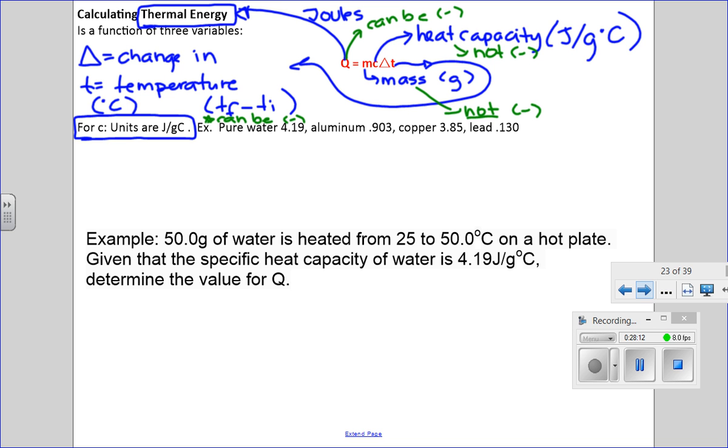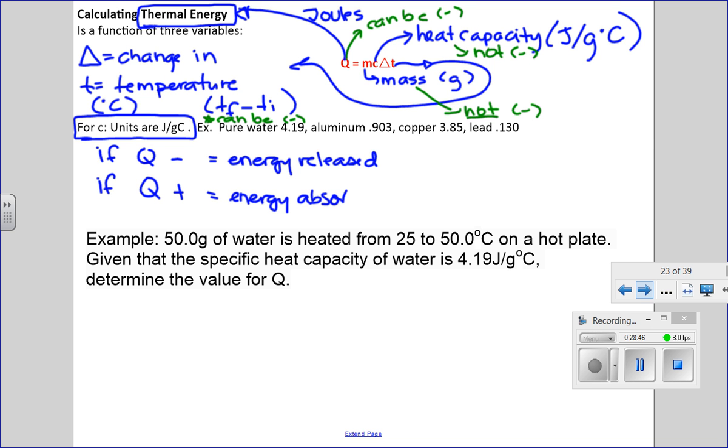Now, just so that you know, if Q is negative or if it's positive, has a different meaning. If you were to calculate Q, the quantity of thermal energy, and you got a negative number, that means energy was released. If Q is a positive number, that means energy was absorbed. Now, most of the time we'll be talking about water.